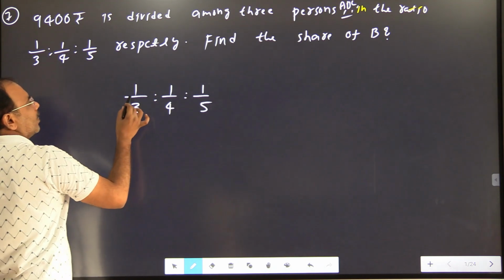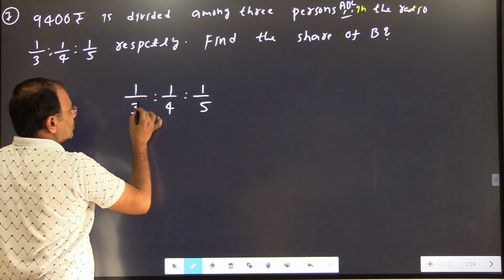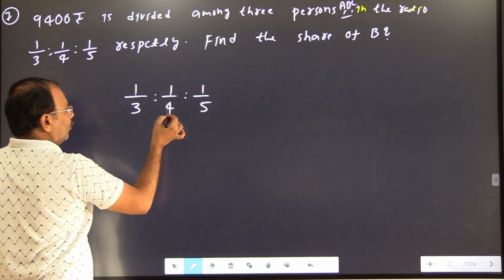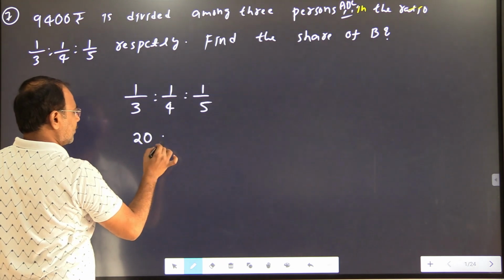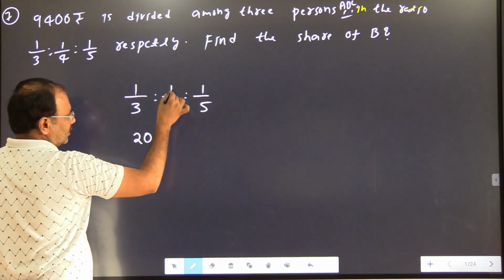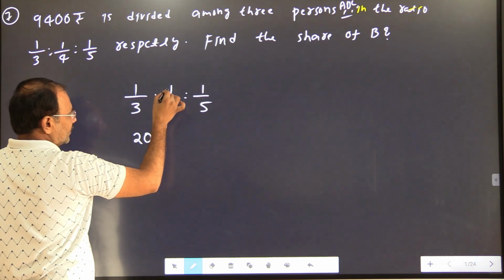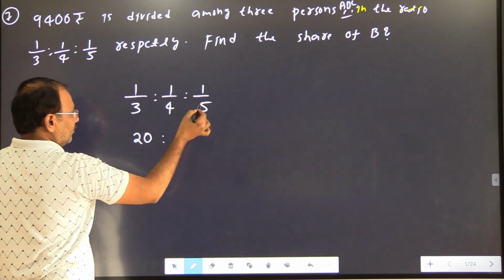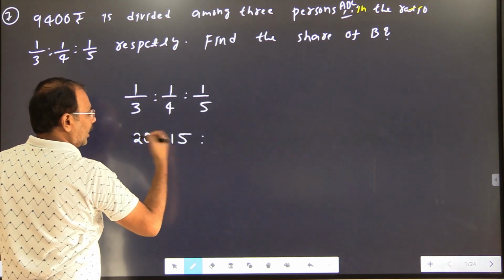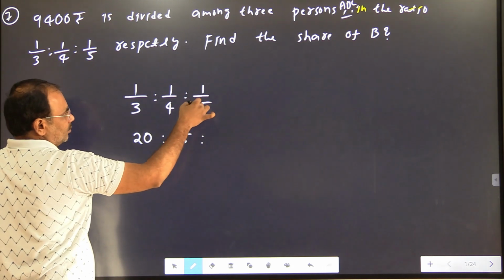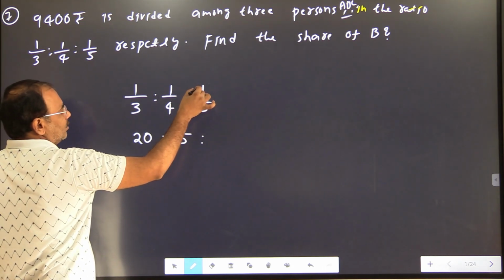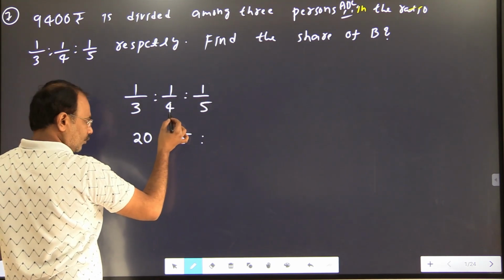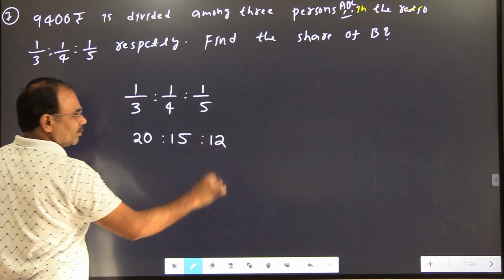If you want the first term, you have to take the numerator of the first term and the remaining denominators. So 1, 4, 5: 1 into 4, 4, 4 into 5, 20. This is the first term. And if you want the second term, you have to take the numerator of the second term and the remaining denominators. So 3, 1, 5: 3 into 1, 3, 3 fives 15. And if you want the last term, you take the numerator of the last term and the remaining denominators, I mean 3, 4, 1: 3 into 4, 12, 12 ones 12. So this is the simplest method.